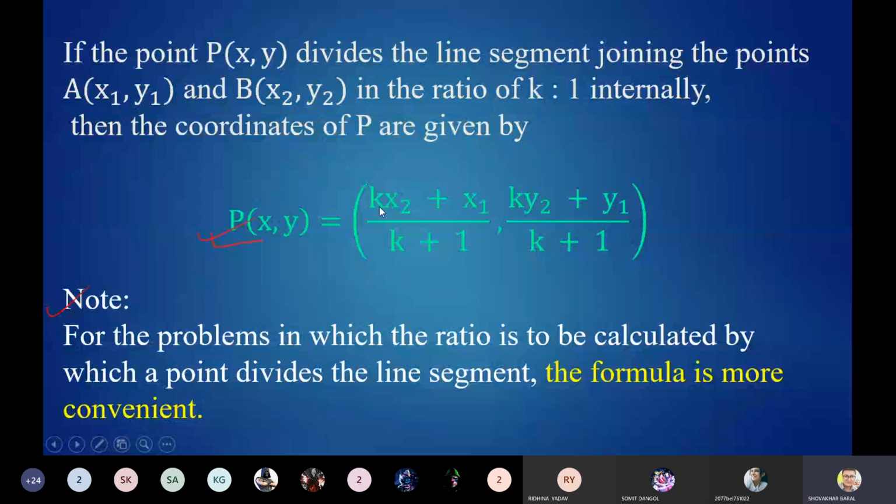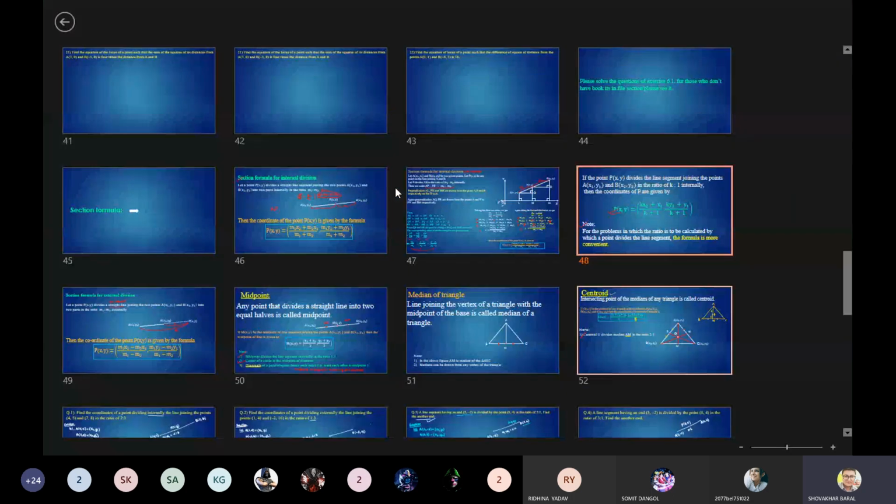So please remember this: (kx2 + x1) / (k + 1) comma (ky2 + y1) / (k + 1), where k will be the ratio, or k is to 1 is the ratio. Here you just need to find the value of k. Later you can make it k is to 1. This is the second formula that I need to revise here. I think this will be sufficient. Others I need to discuss later.